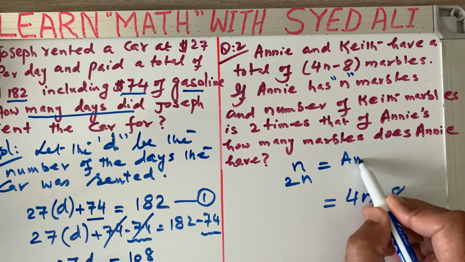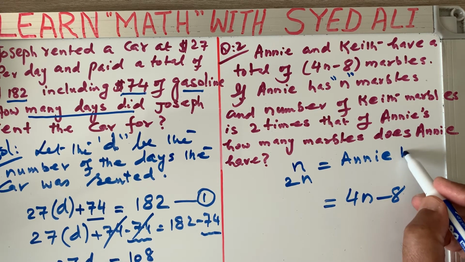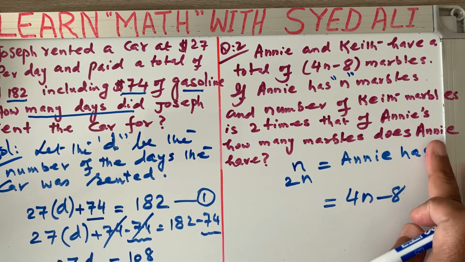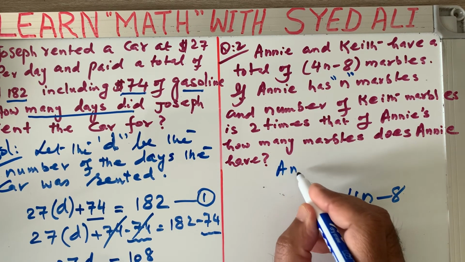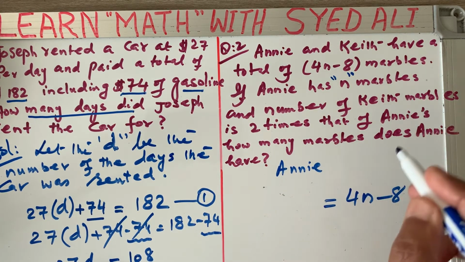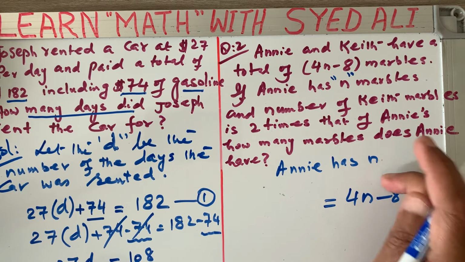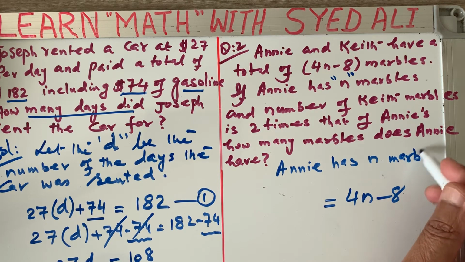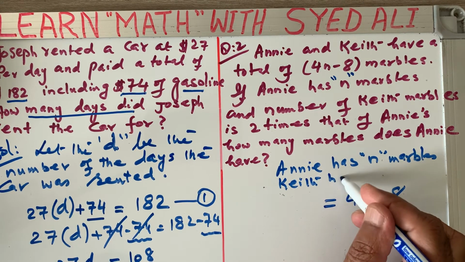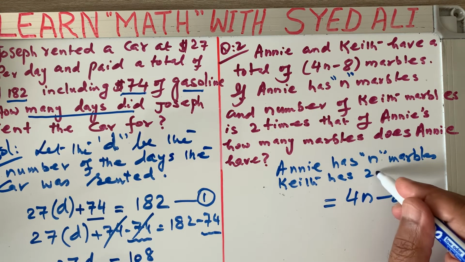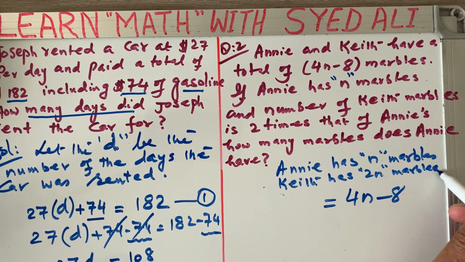So the question is saying, you just have to depict it or write it that Annie has n marbles, right? Or you can write it the other way around, so that it's easier to understand. We are just writing down what information we receive from the word problem. Annie has, he's saying, n marbles, right? And Keith has 2 times of that. So he has 2n marbles. So this is what is given in the question.